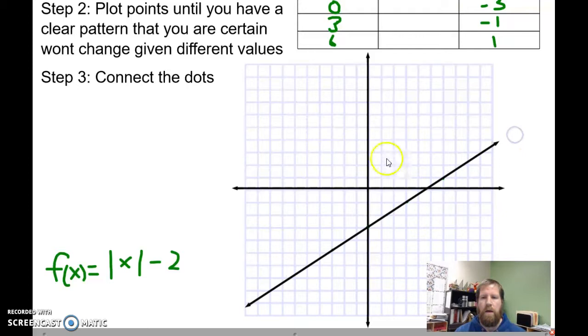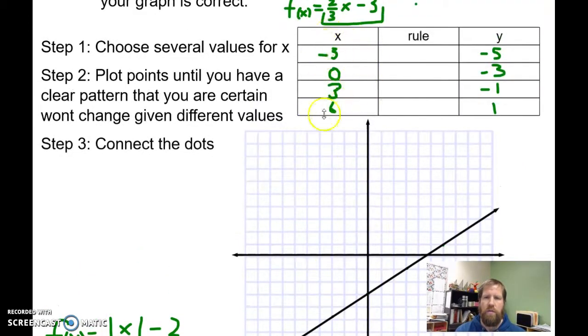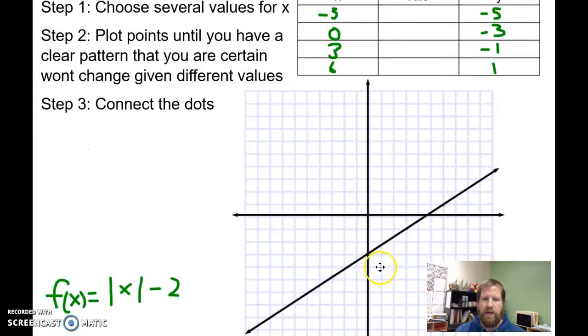Okay. All right. The reason you want to come up with more than just a couple of points for your line is because your graph might not be a straight line. It might not be linear. It might have a bend in it. It might have a curve to it. There are a lot of different types of functions, and you want to make sure that your graph of that function is accurate.